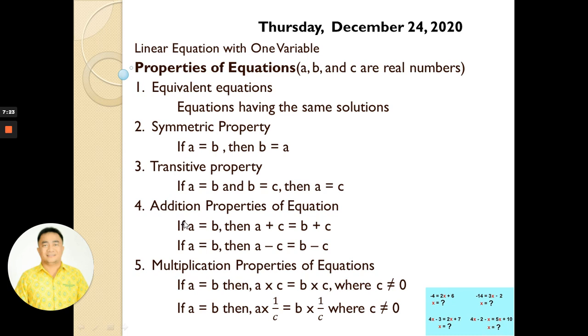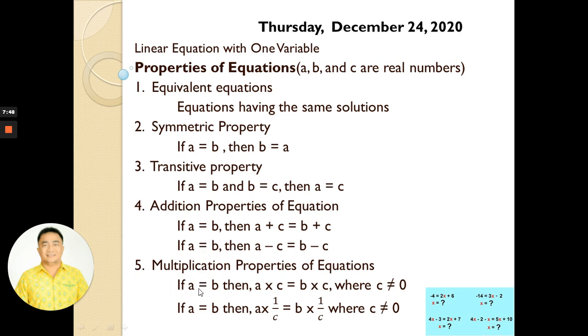Addition property of equation. If we add c to both, a plus c is equal to b plus c, because a is equal to b. So if we add a with c and b with c, they will be equal because a and b are just the same. The same with subtraction.